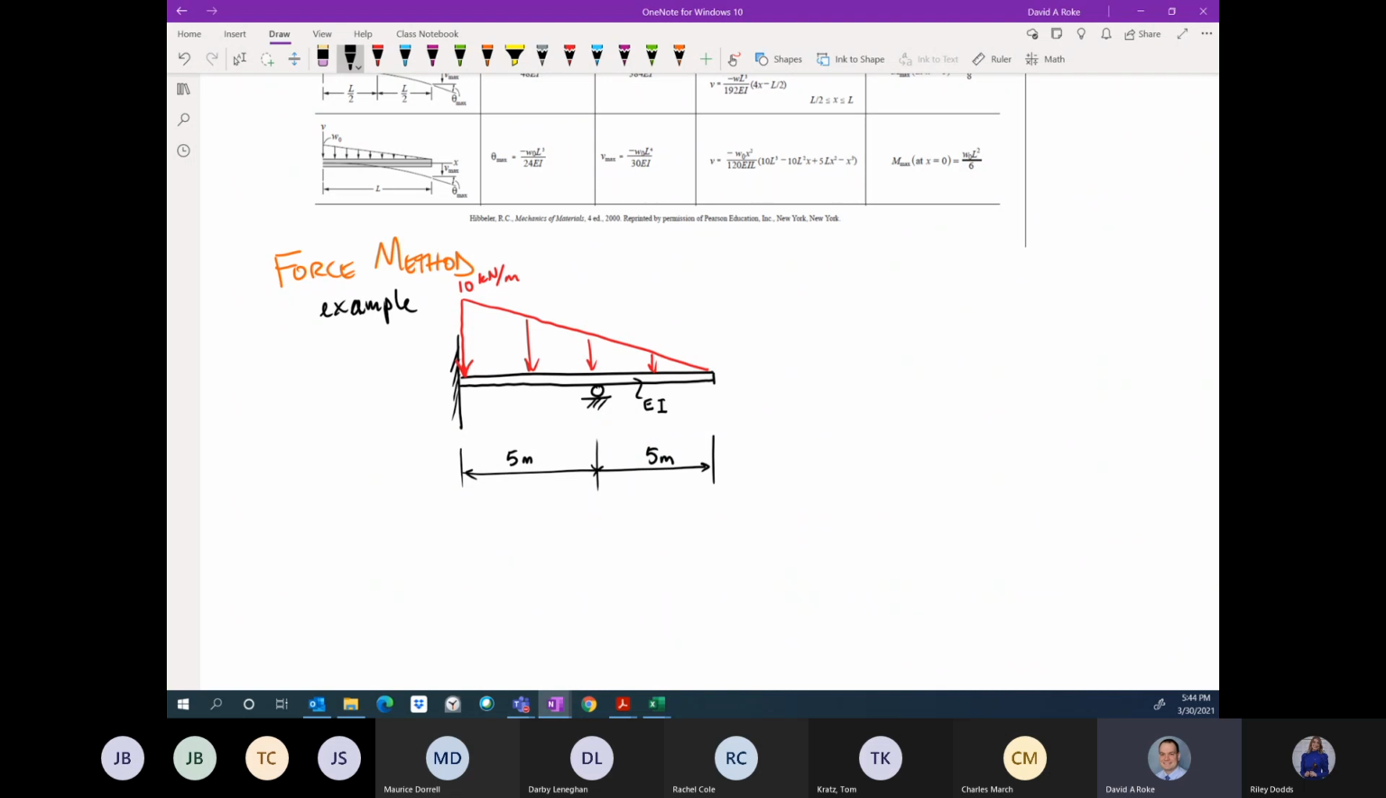And so what we need to do is look at this structure and say, what reactions do we have? So let's draw this as a free body diagram. What I like to do with my free body diagrams is just cheat and use my initial sketch. And so I will say that I have reactions AY, AX, and AM. And I have reaction BY. So I have 4 reaction forces.